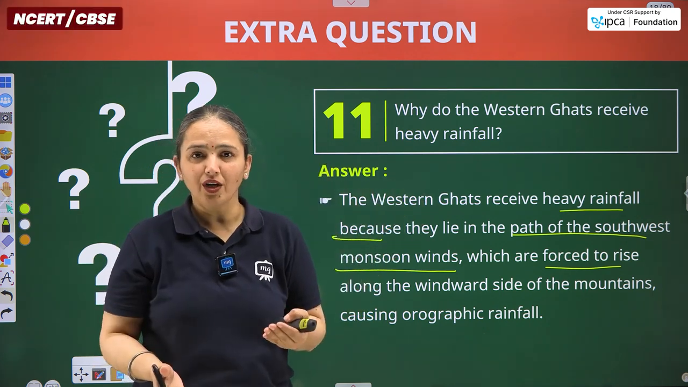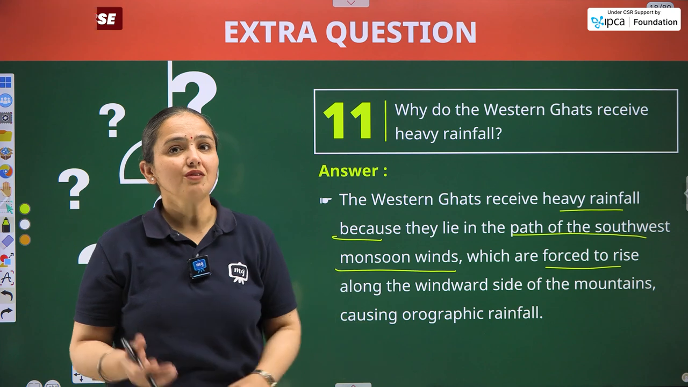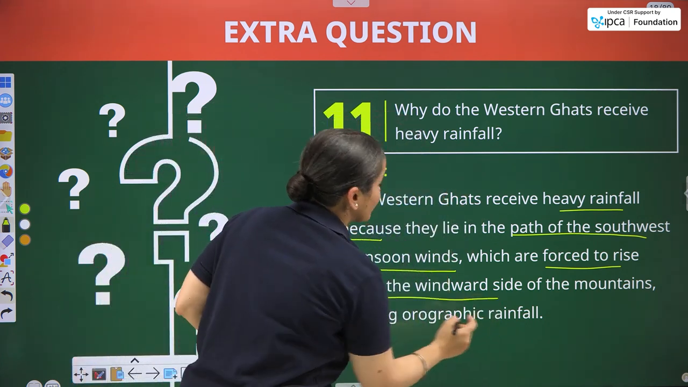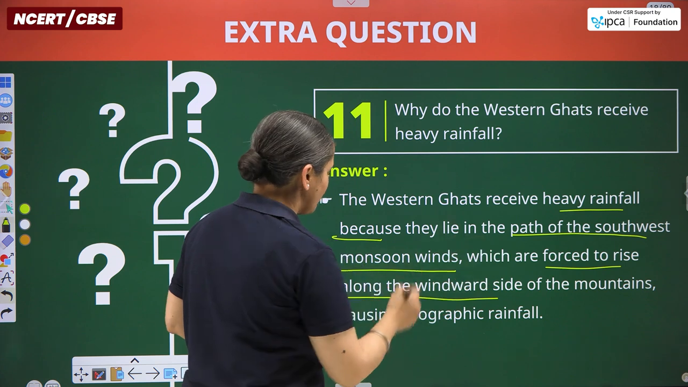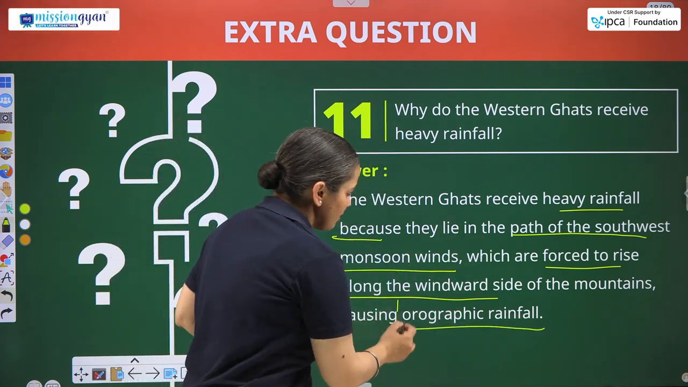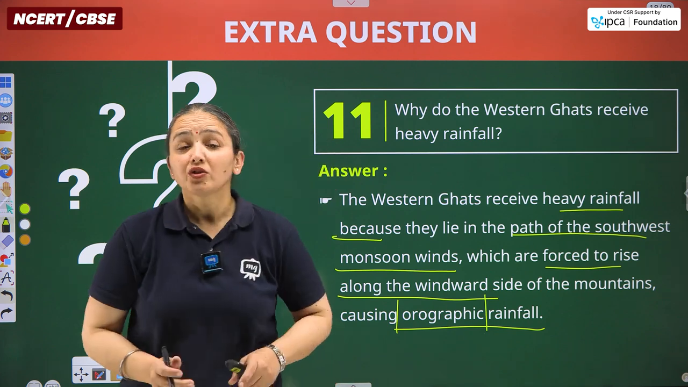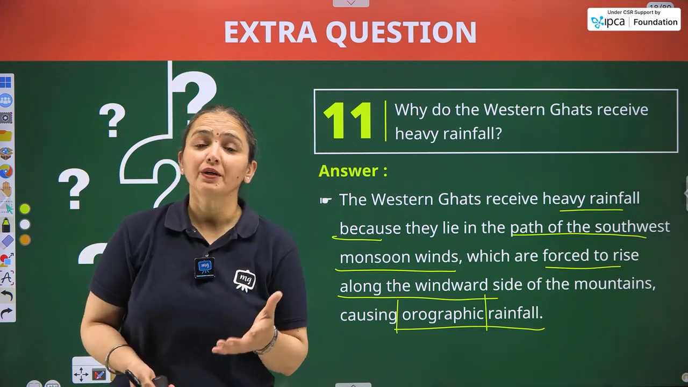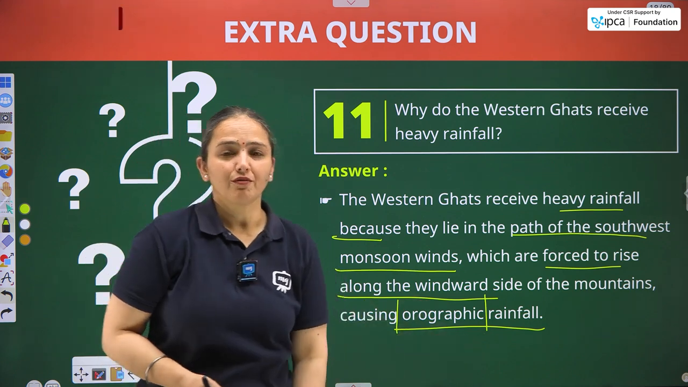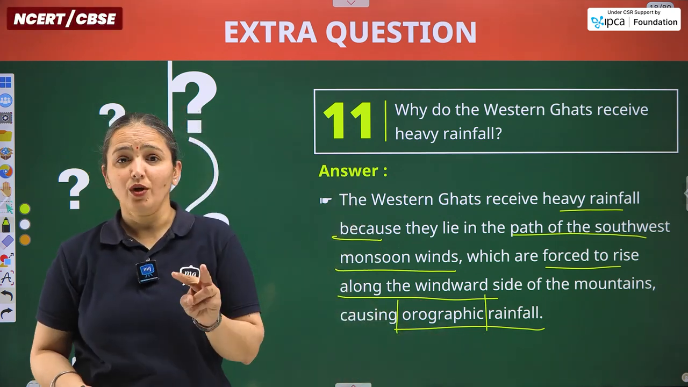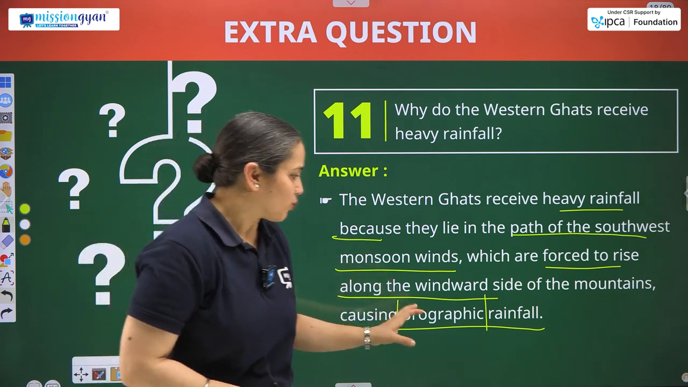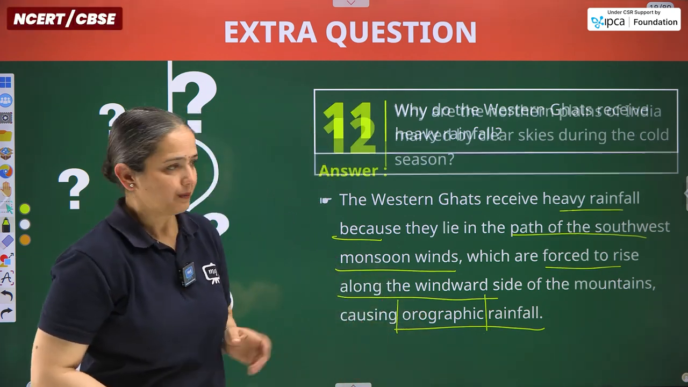It has to shed the water vapor. So this region receives heavy rainfall. The winds are forced to rise along the windward side of the mountain, causing orographic rainfall. Such rainfall that occurs due to any particular prominent physical or relief feature is known as orographic rainfall. So one question, two answers. Actually, one question comprises another question within it: what do you mean by orographic rainfall?